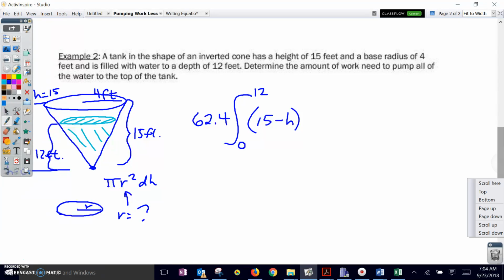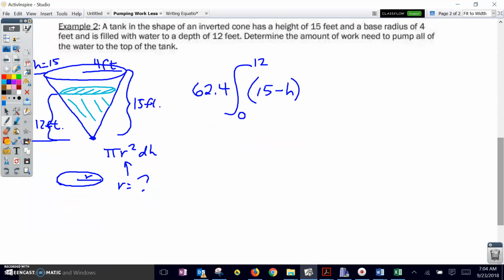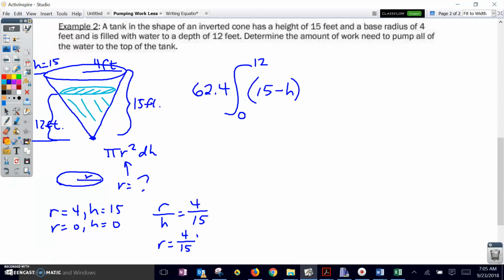And this is actually reasonably simple because of the self-similarity of cones. When radius is 4, height is 15, and when radius is 0, height is 0. And so we have this self-similarity relationship where r is to h as 4 is to 15. And so solving this, we can find that the radius is always 4/15 of the height of where we are in the tank. And so that's going to be the r that we put into our formula to find the volume of the slab.